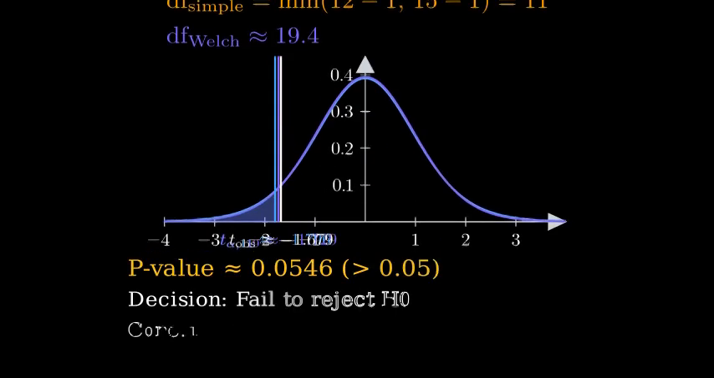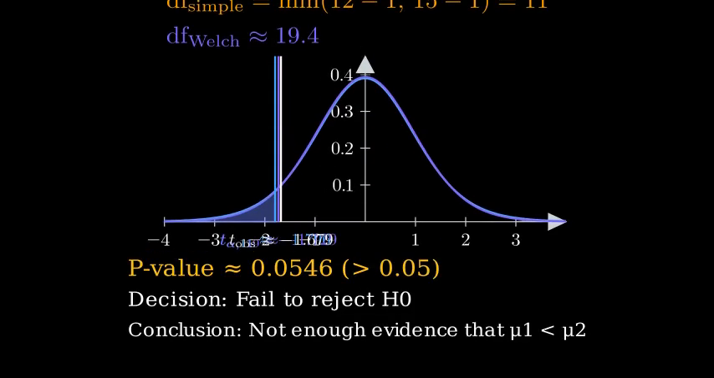The p-value is the left tail area to the left of the observed t. Using technology, with about 19 degrees of freedom, the p-value is approximately 0.0546, which is slightly larger than alpha equals 0.05. Decision. Fail to reject the null hypothesis. Interpretation. The sample does not provide sufficient evidence that the mean height in 1988 was less than the mean height in 2012.